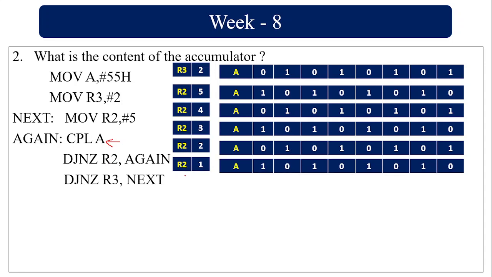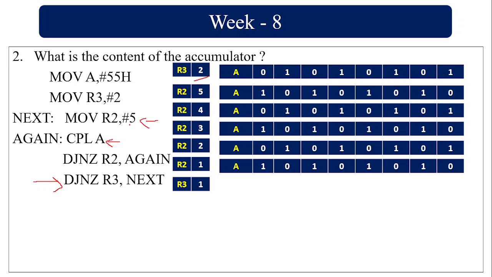So here R2 becomes 1, and the accumulator content has been complemented. Again, when R2 is decremented, the value becomes 0, so it comes out of the loop. Out of the loop means it comes to this place, DJNZ R3. Now the R3 value should be decremented. The R3 value is 2, so it is decremented to 1. Then it goes to the next place.